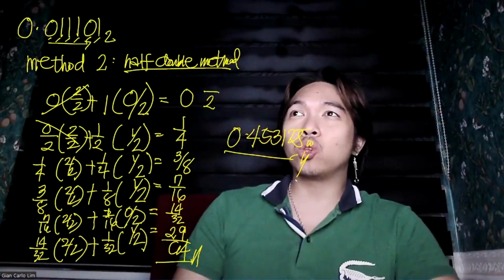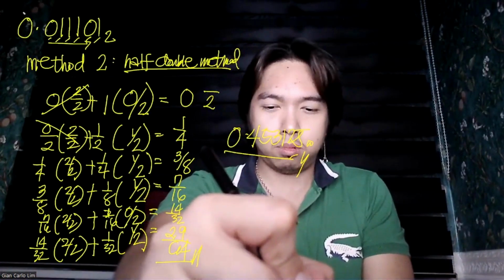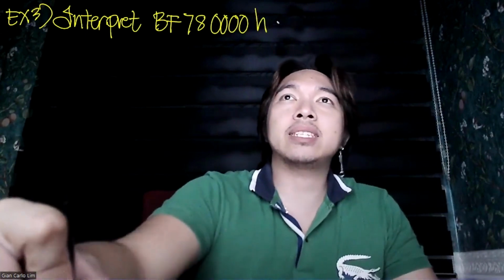Alright? So para mas matuto tayo, I'm going to give you another one. So let's have another example. So interpret BF 78 0000H. Okay. So in decimal.